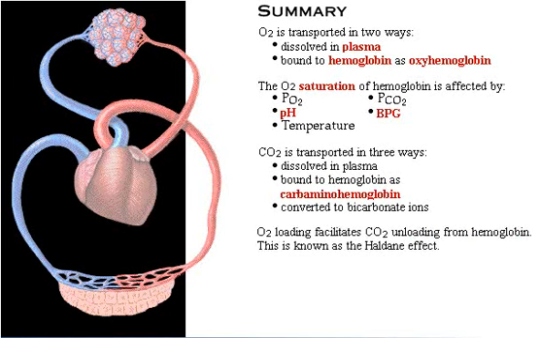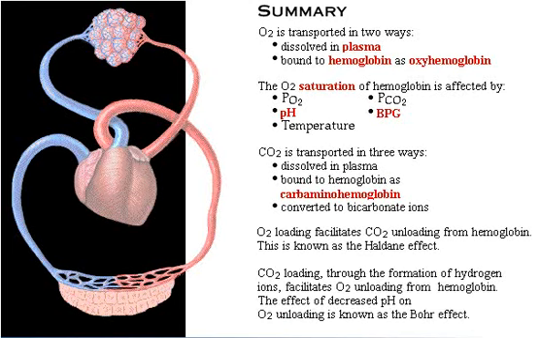Oxygen loading facilitates carbon dioxide unloading from hemoglobin. This is known as the Haldane effect. Carbon dioxide loading through the formation of hydrogen ions facilitates oxygen unloading from hemoglobin. The effect of decreased pH on oxygen unloading is known as the Bohr effect.